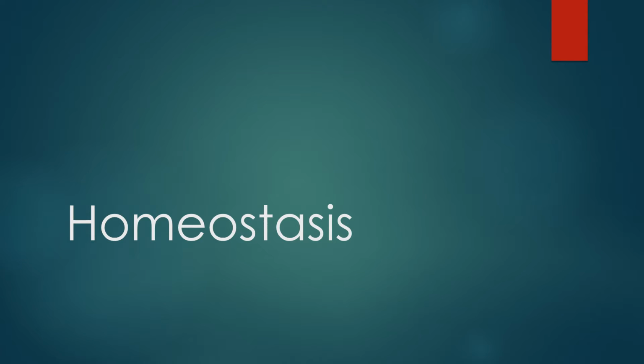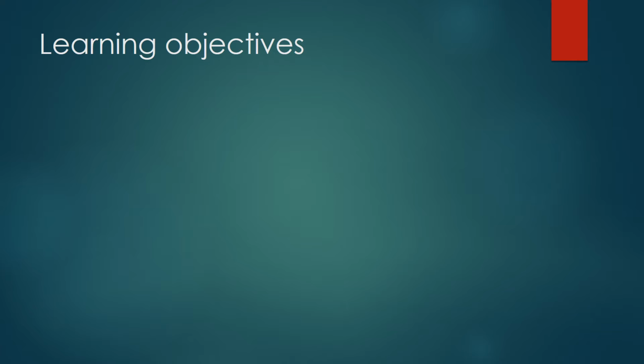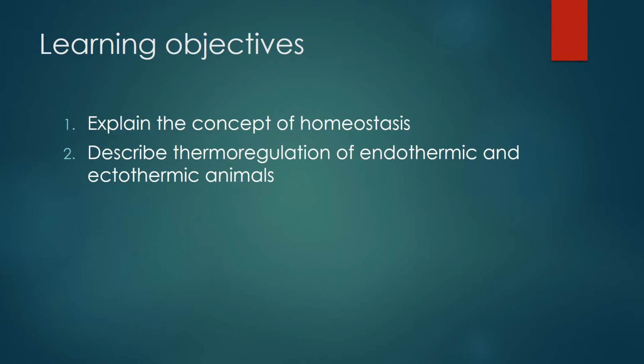Homeostasis refers to the relatively stable state inside the body of an animal. Animal organs and organ systems constantly adjust to internal and external changes in order to maintain this steady state. The learning objectives for this lesson are to explain the concept of homeostasis and to describe thermoregulation of endothermic and ectothermic animals.